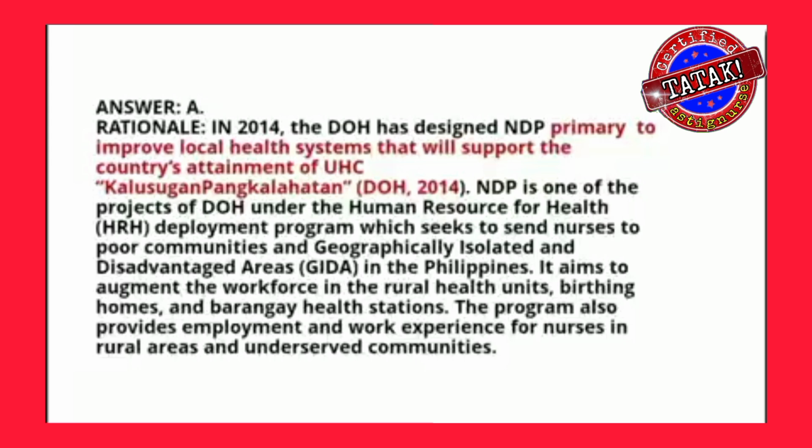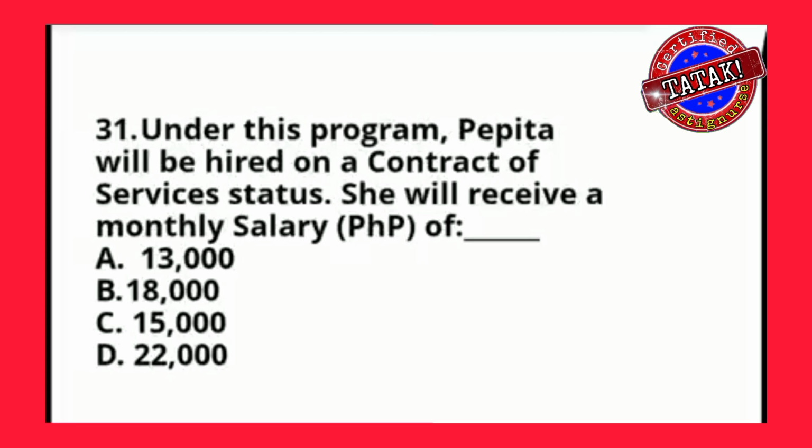The next question, number 31. Under this program of NDP, Pepita will be hired on a contract of service status. She will receive a monthly salary of A, 13,000 pesos, B, 18,000 pesos, C, 15,000 pesos, or D, 22,000 pesos. So, magkano ang magiging sahod daw ni Nurse Pepita kapag siya ay ma-hire as an NDP? So, ang pwedeng ma-receive ni Nurse Pepita is amounting to 18,000 pesos. So, letter B is the correct answer.